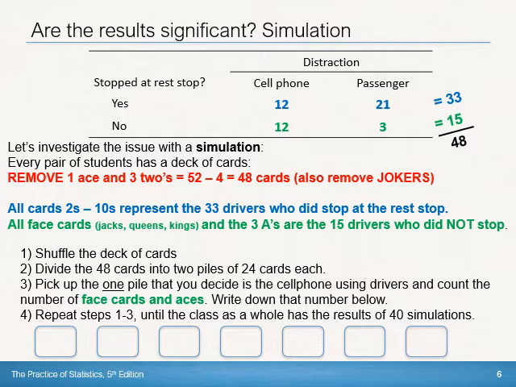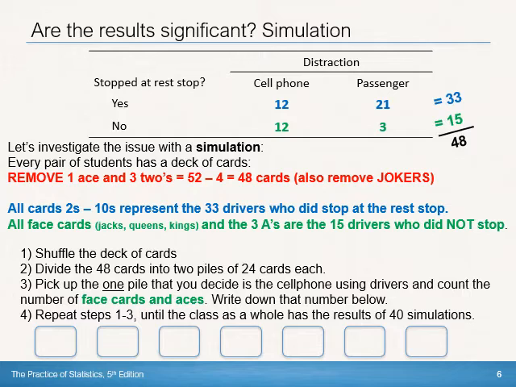So 1, 2, 3, 4, you're going to just keep doing this until you get 24 cards in each pile. And then at which point you're going to pick up one of the piles, and then you're going to count. In that one pile, we're going to call this the cell phone pile. I pick it up and I count how many face cards or aces. That's the people who did not stop. And you would write down that number.